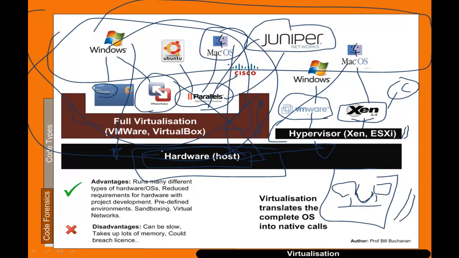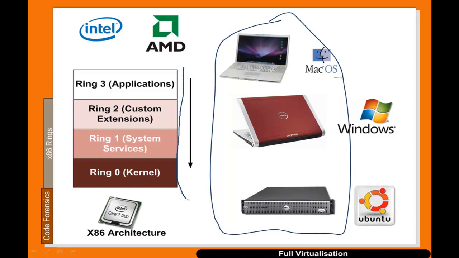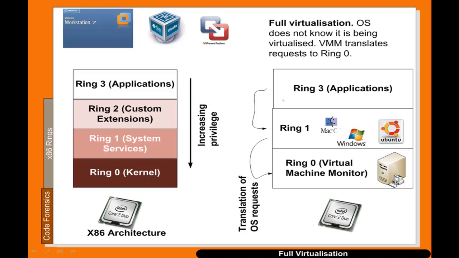This is how it works, really, and all these devices here use the x86 architecture, which has this type of structure. Ring 0 is the most trusted level, and that runs the most highly trusted code, such as system calls. And then as we go up, all our applications run in this ring. With full virtualization, we interface into this layer here, into ring 1, and the virtual infrastructure translates this into ring 0.